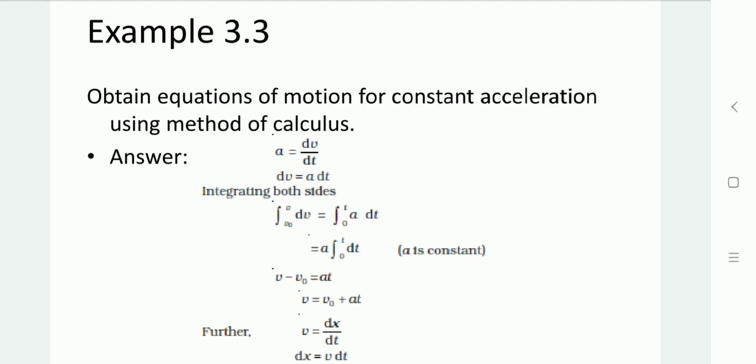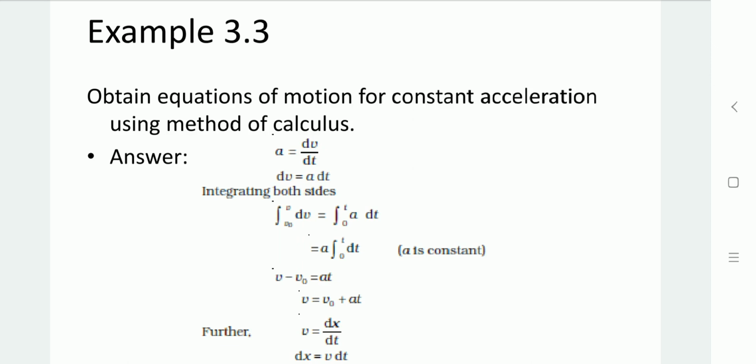Integrate both sides. So that would be the integration of dv with the limit v0 to v, equal to the integration of a with respect to time within the limit 0 to t. As we are defining constant acceleration, let us take it outside of the integration. So it would be a times the integral from 0 to t of dt. By applying the limits, the equation becomes v minus v0 equal to at. So here we have the equation v equal to v0 plus at.